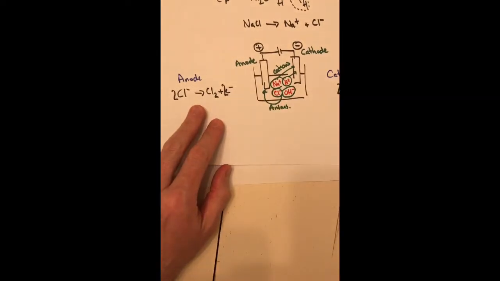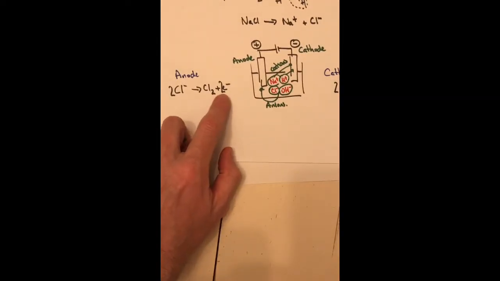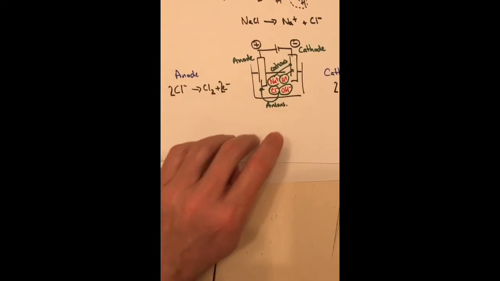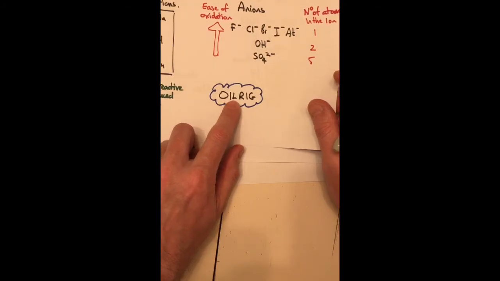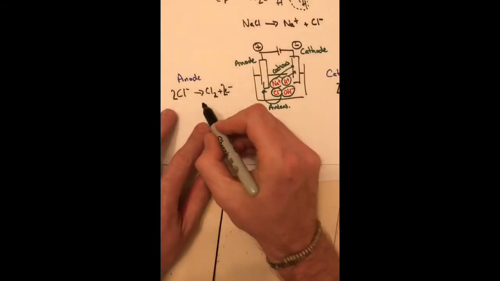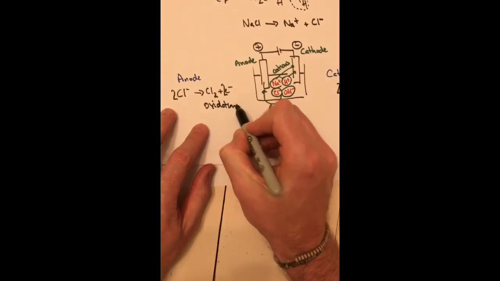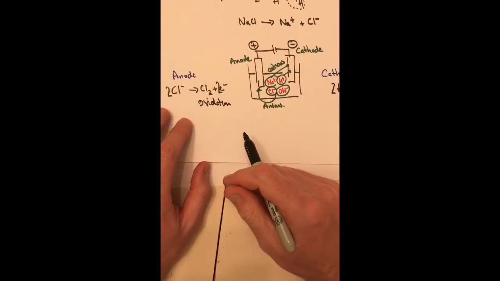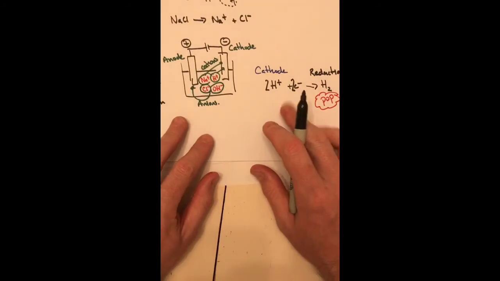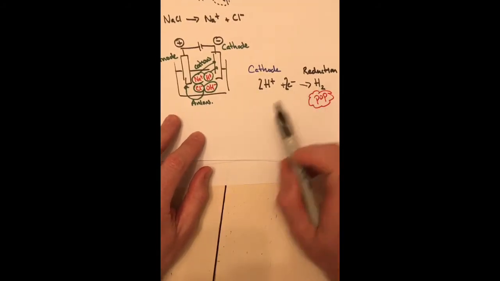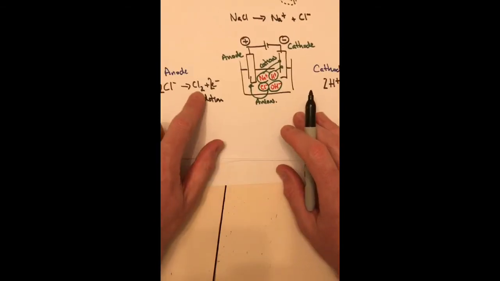Let's remind ourselves, this is being released, this is being lost. These electrons are now not part of the chlorine, so they've been lost. If we come back to our OIL RIG, oxidation is loss. So this example here is an example of oxidation. And this side compared to this side, remember this now is adding these electrons. So this one was reduction. So we're getting chlorine here.